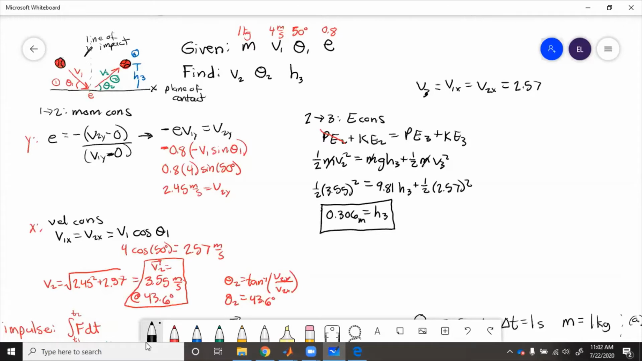So to solve this problem, we had the diagram and assigned a coordinate frame, and figured out the line of impact and plane of contact. From 1 to 2, we recognized that there was a collision, so momentum was conserved. So we split up into x and y components and solved for velocities, and then from 2 to 3, we saw that energy is conserved. So we just plugged things in and solved out for the final height.